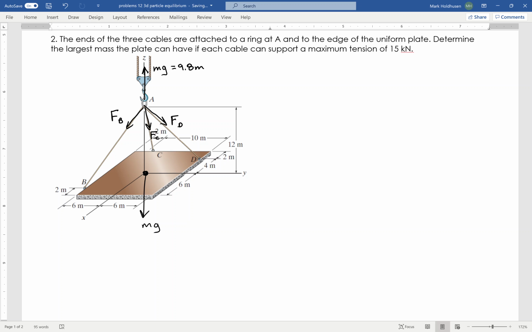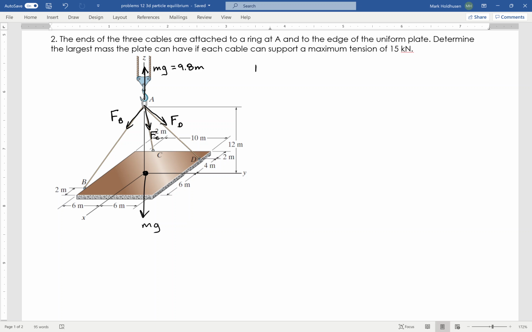Now again, one of these cables has to be 15 kilonewtons. All the other ones have to be less than that, and that's what we're trying to do. It's not that you set them all to 15 kilonewtons and see what happens. It doesn't work that way. So there's my free body diagram. Again, you draw it at point A, so you draw your reaction to gravity going upward, the 9.8 m, and then the tensions going down as shown.